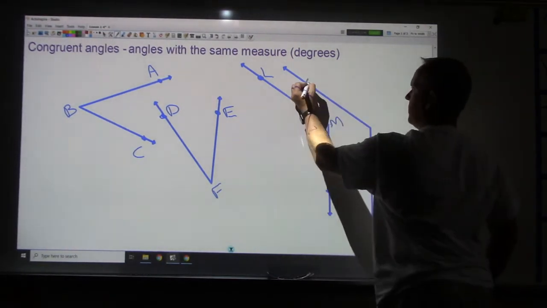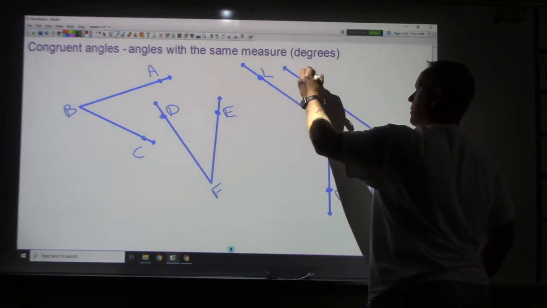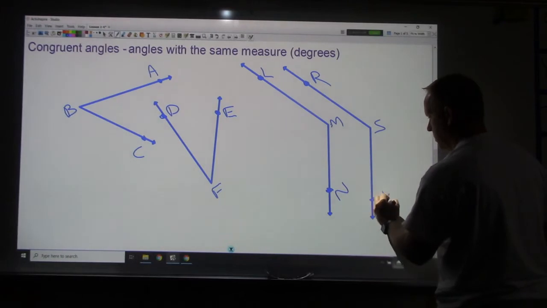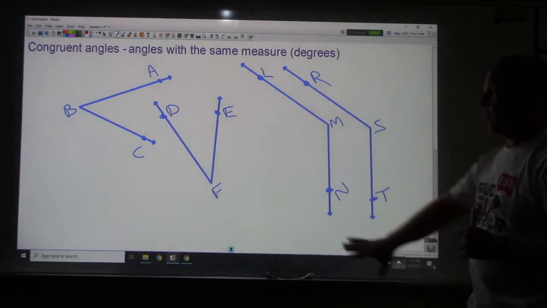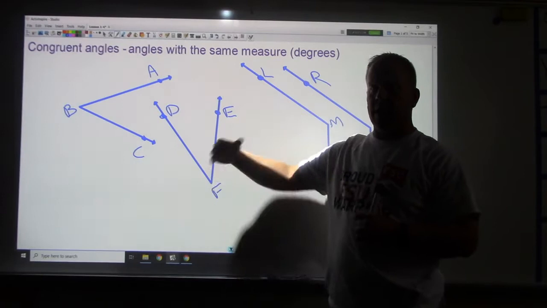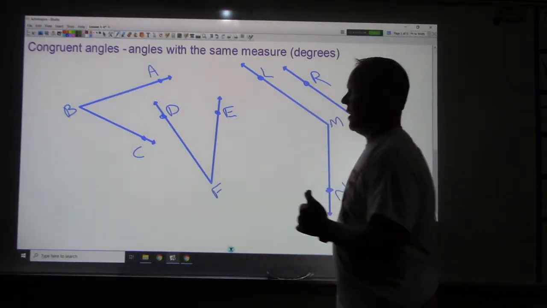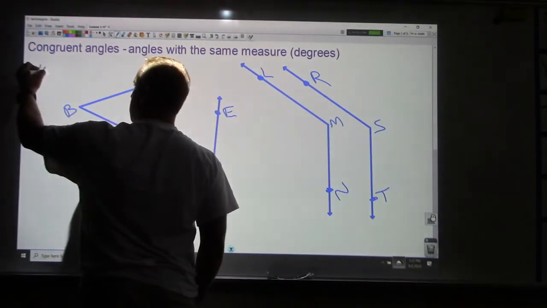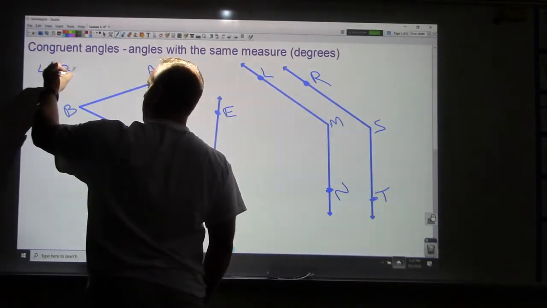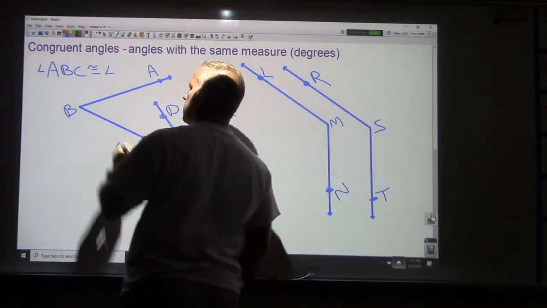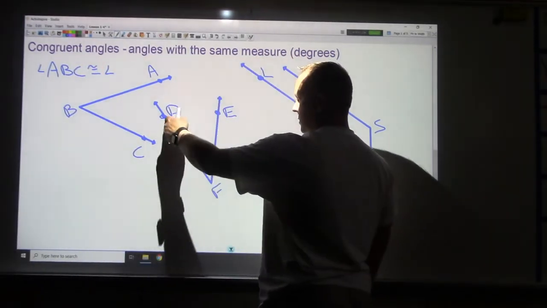Probably driving some of you nuts when I skip some letters. Now, if I want to state that these two angles are congruent, again, I'm going to utilize that congruent symbol, but I'm going to name the angle first. So I'm going to say angle ABC is congruent to angle DFE.